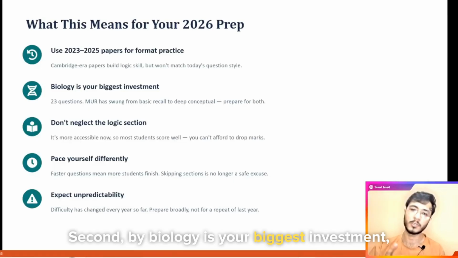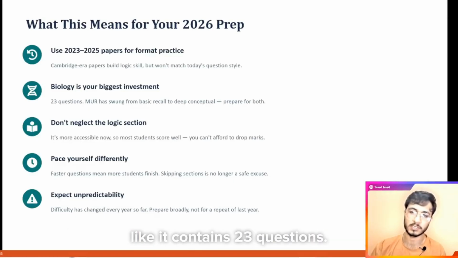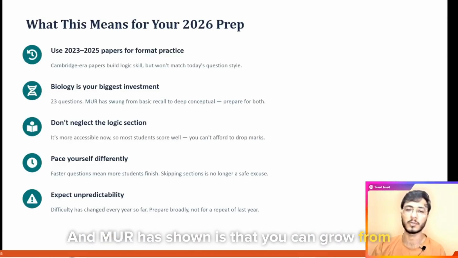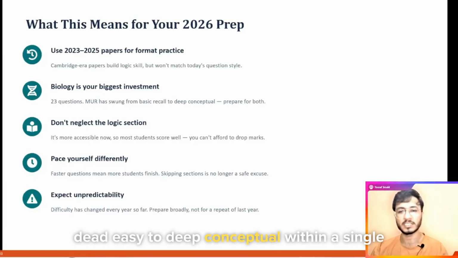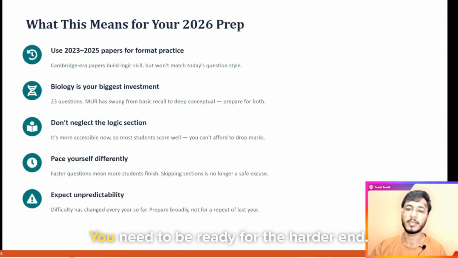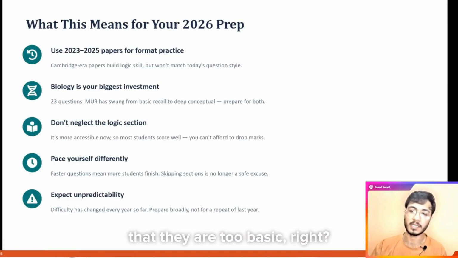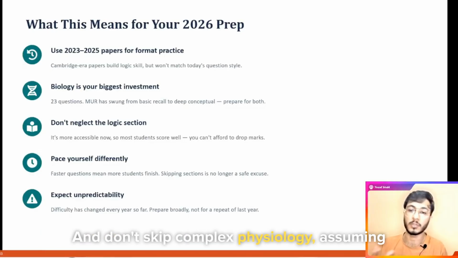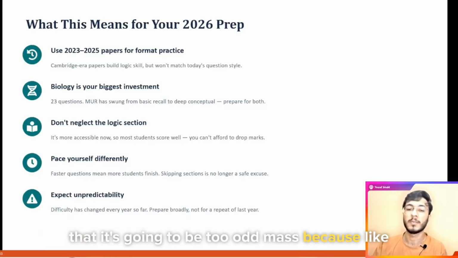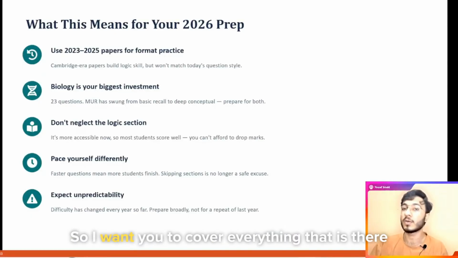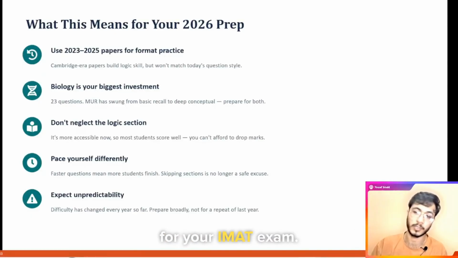Second, biology is your biggest investment. It contains 23 questions, and MUR has shown that you can go from dead easy to deep conceptual within a single year, right? You need to be ready for the harder end, so don't skip the fundamentals assuming that they are too basic, and don't skip complex physiology assuming that it's going to be too advanced, because anything can happen. So I want you to cover everything that is there for your IMAT exam.